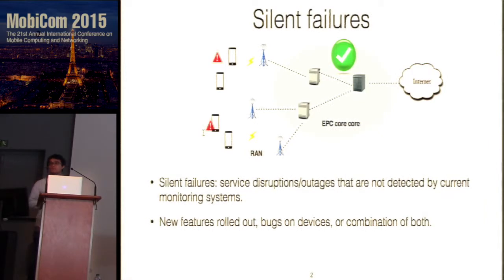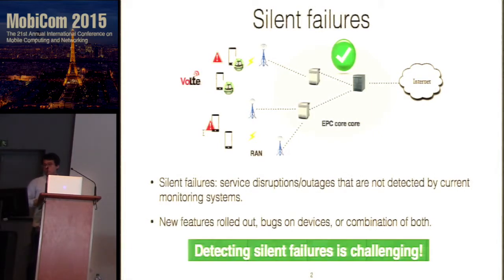Silent failures happen, for example, when a new service rolls out and the monitoring system is not equipped to detect those failures, or when a bug happens in a firmware, and when the device updates the firmware, it will not be able to access the network as normal. Unfortunately, silent failures are very difficult to detect.